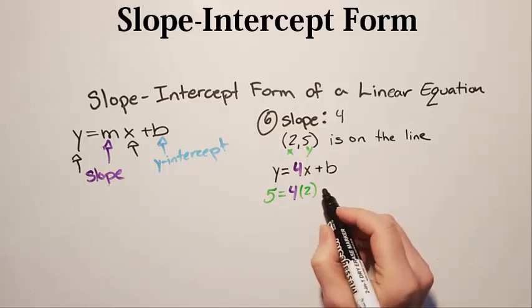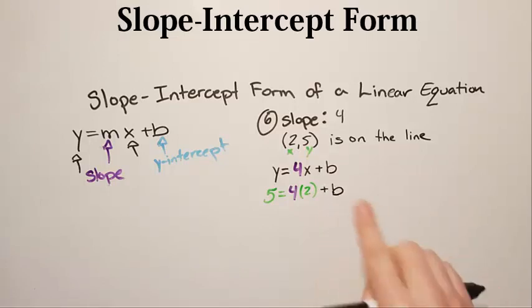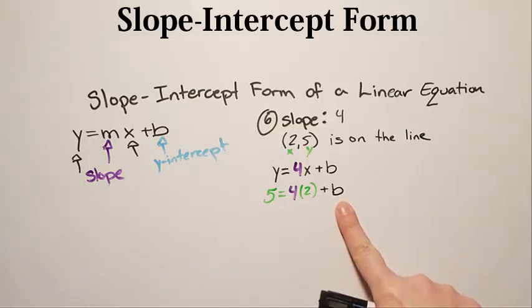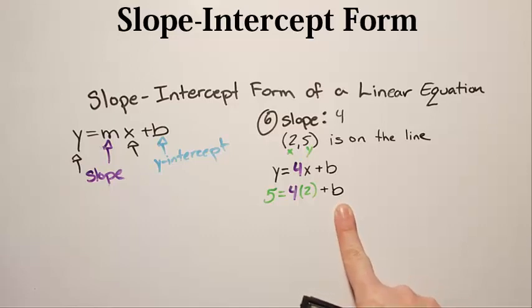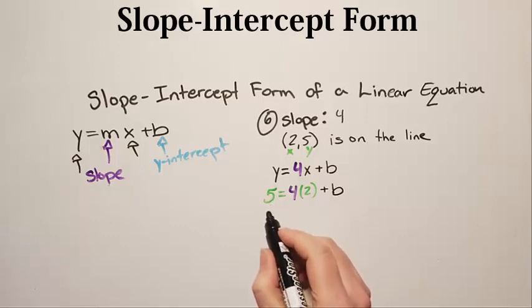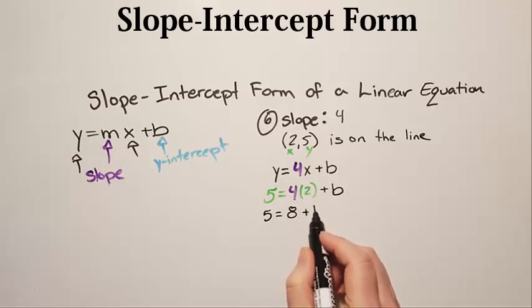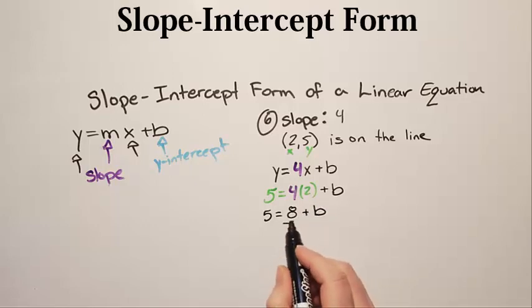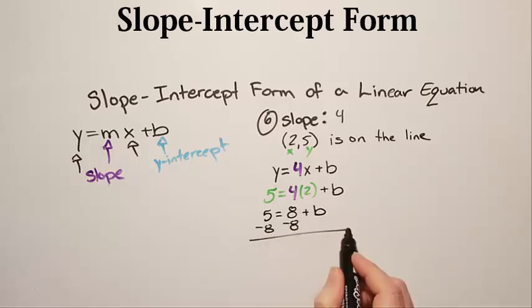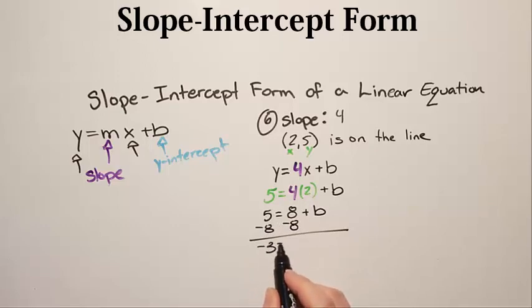And my equation is still being added to b. I need to figure out what my b is. That was the only other missing part to come up with the true equation. So we're going to solve this for b using our Chapter 2 skills. So 5 equals 4 times 2 is 8 plus b. If I subtract 8 from each side, I end up getting -3 equals b. So b is my y-intercept. I just found my y-intercept.